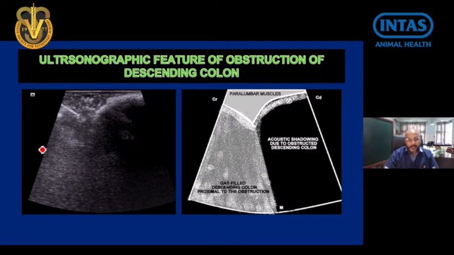And this is the obstruction of the descending colon. So you can see this is an obstructed mass here. Nothing is visible beyond it. Acoustic shadowing. And for the descending colon, you can do the parietal examination also to confirm.